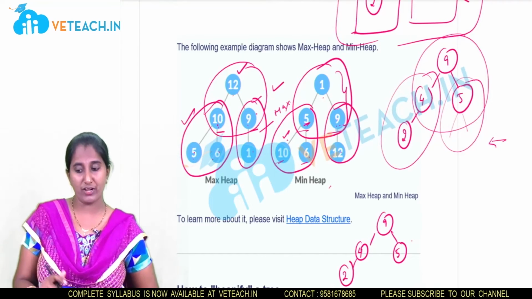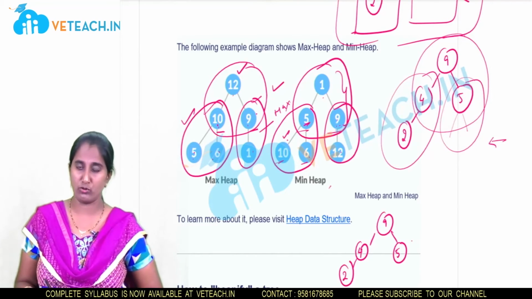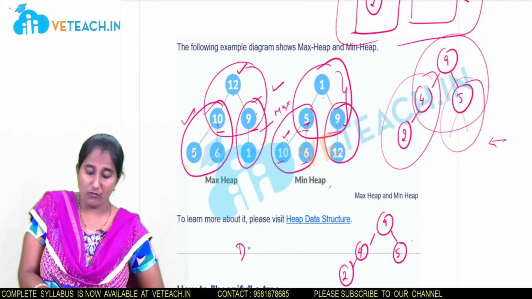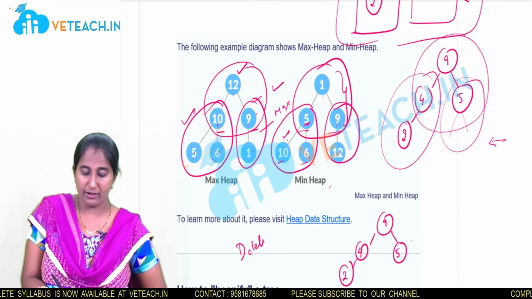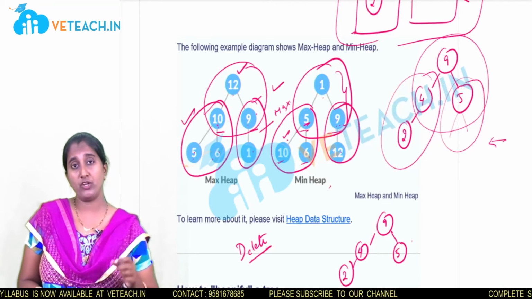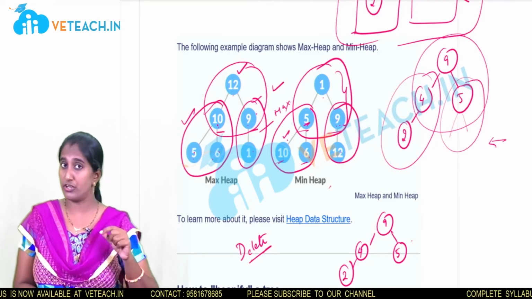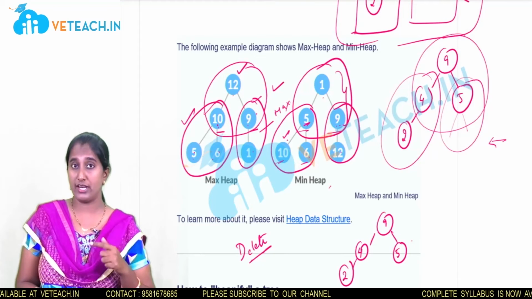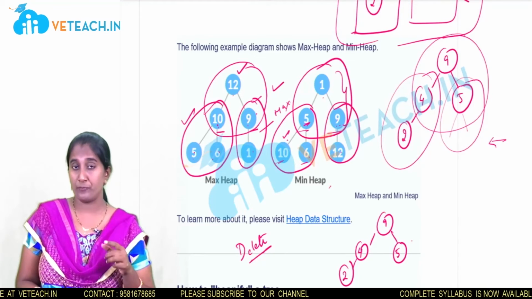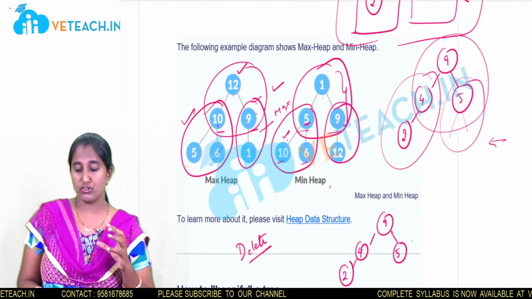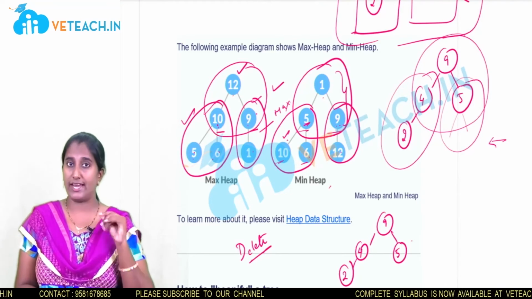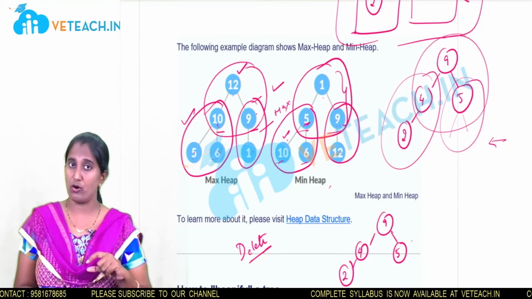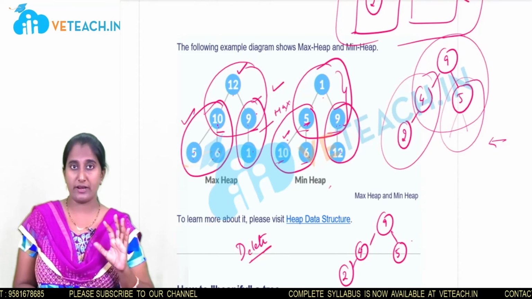So what we have done, we have inserted the node into the heap tree. Finished. Now we have to delete the node. In a heap tree, when you need to delete a node, you should delete it from the root node. Okay, you should delete the root node. When you delete the root node, you should replace it with the last child node.